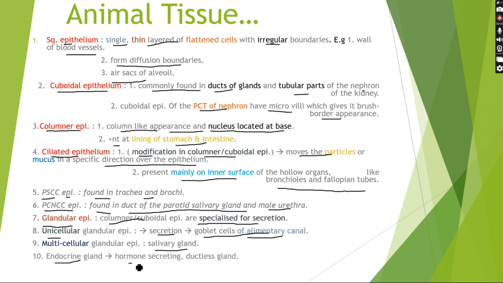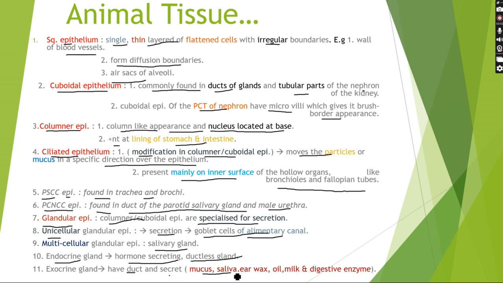Then endocrine gland. Endocrine gland तो पता ही है, hormone secreting gland and ductless gland. And then exocrine glands are having duct, okay, और क्या secrete करता है? Mucus, saliva, earwax, oil, milk and digestive enzymes.